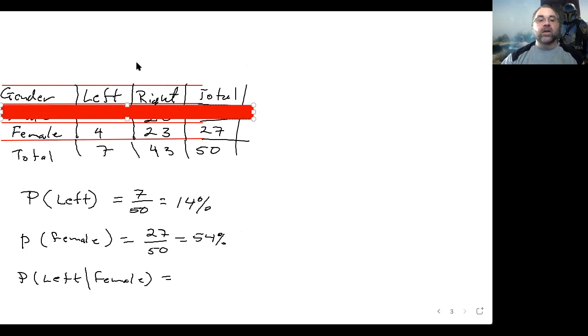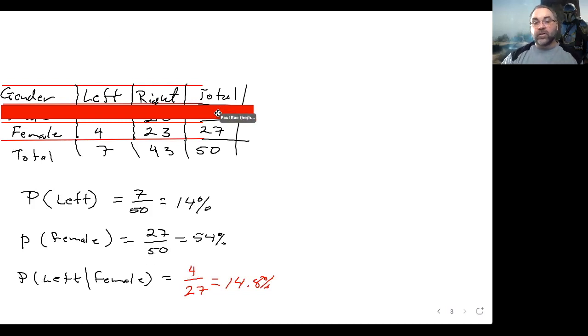And we'll say the probability of left-handed given it's a female is 4 out of 27, which is 14.8%, so slightly higher than the entire population. So there we go. That's a conditional probability. It's given that the person was randomly selected as a female, so we're just ignoring the possibility that it could even be a male. And then we get 14%.